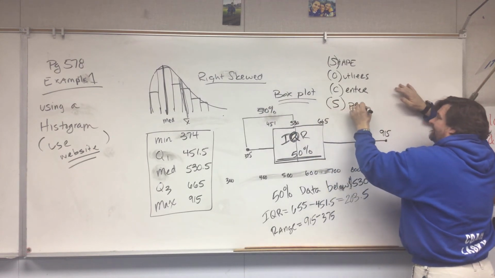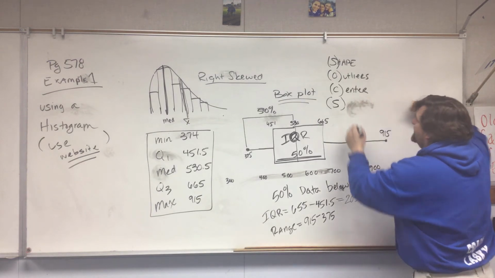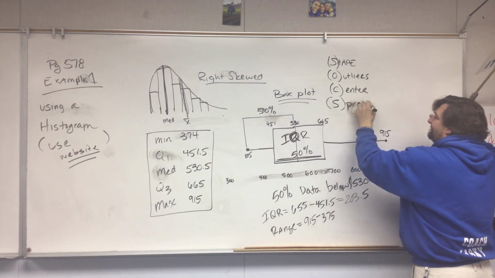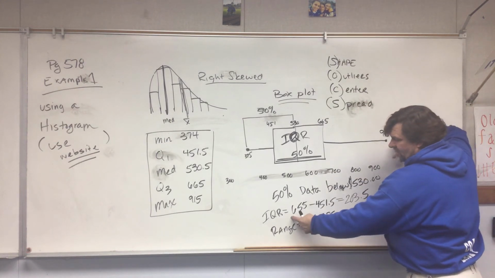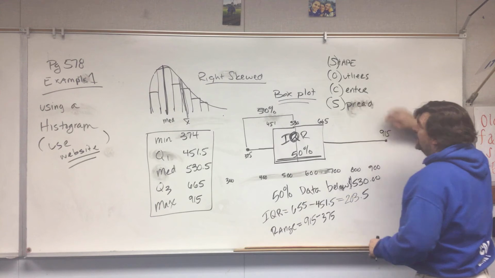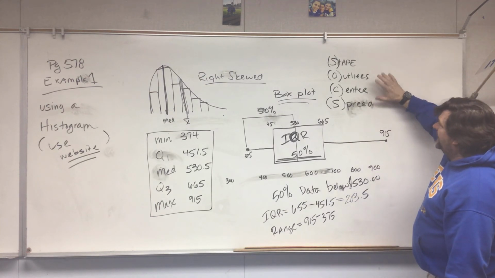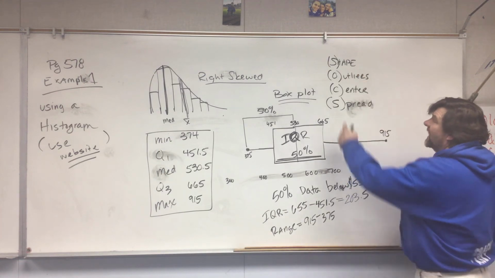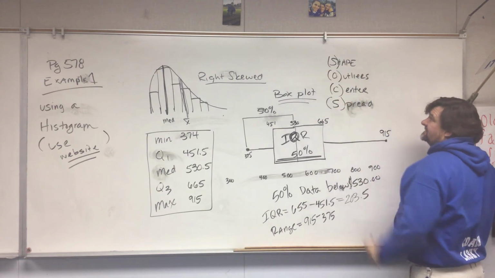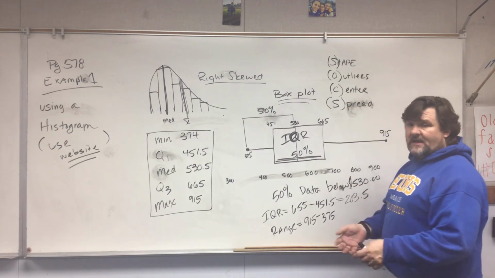Spread. Okay? Got to learn how to spell. Spread. So, IQR is spread. Range is spread. So we talk about shape, outliers, center, spread. Outliers, again, Math 3, we're not talking about them. So we call this SOCS. S-O-C-S. SOCS is what we need to talk about when we compare or describe data.